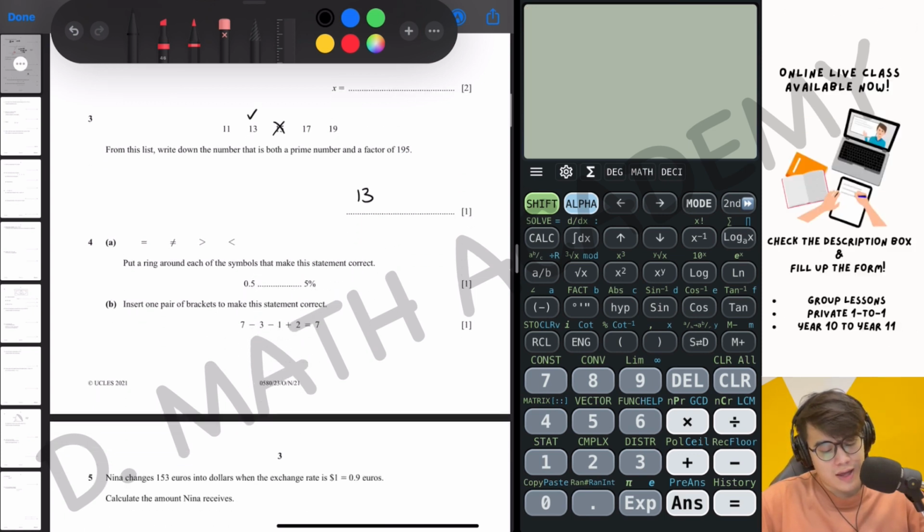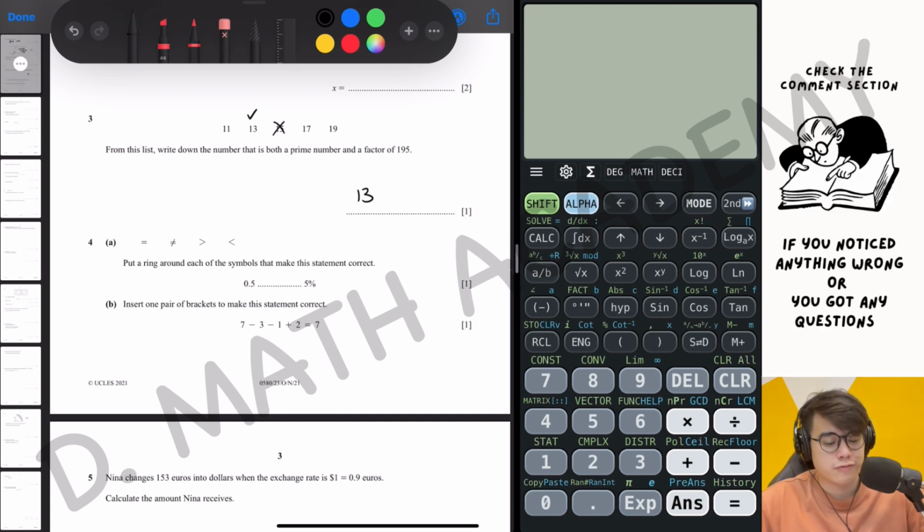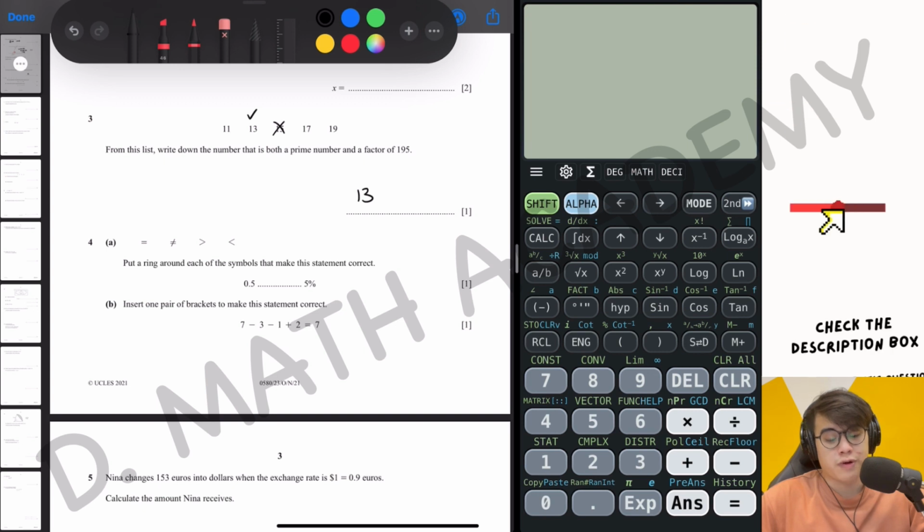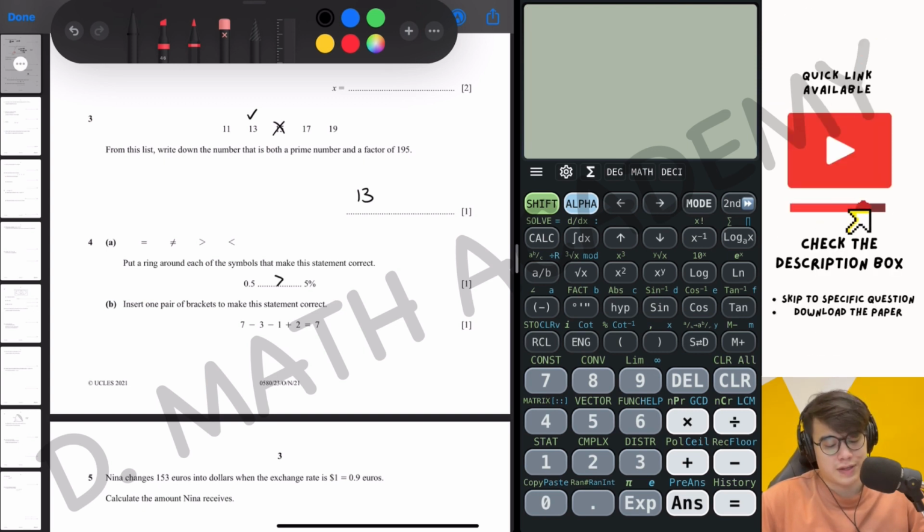Question 4a. So 5% is only 0.05. So pretty obvious, I will put 0.5 more than 5%.